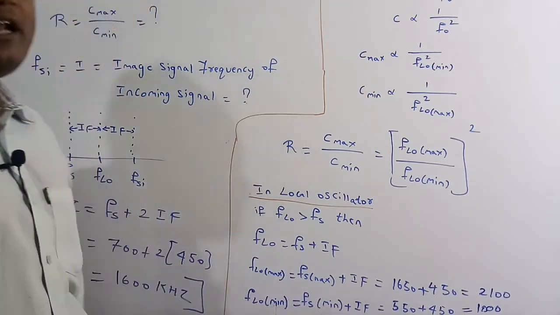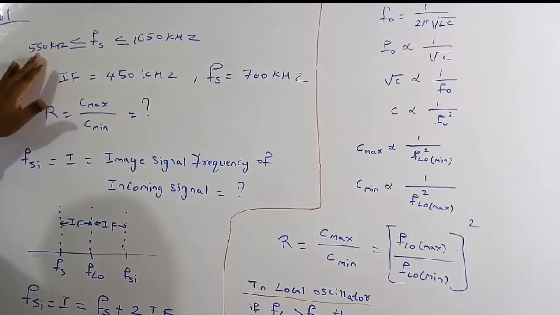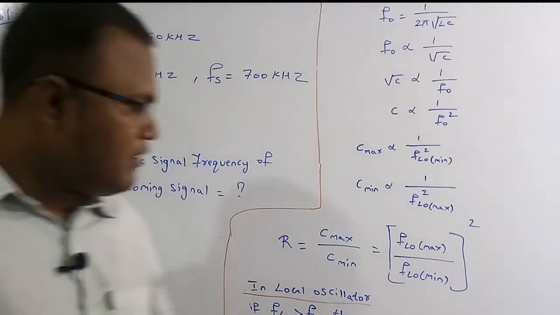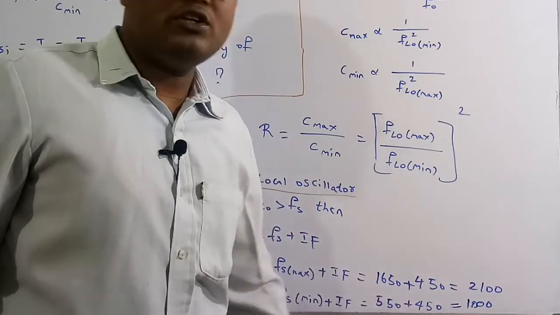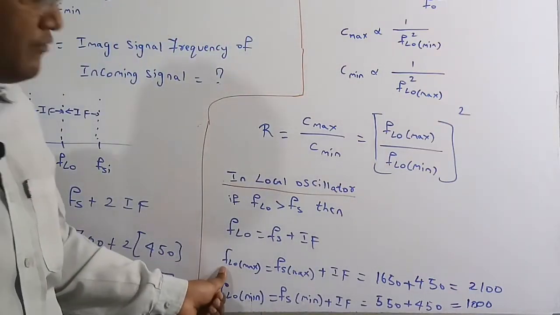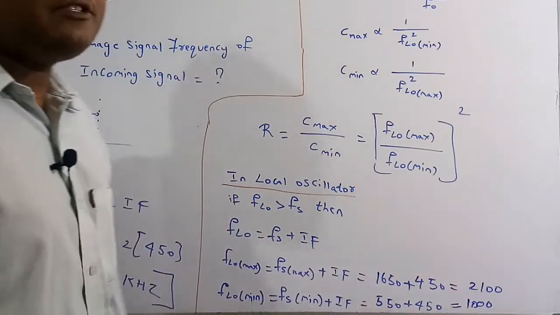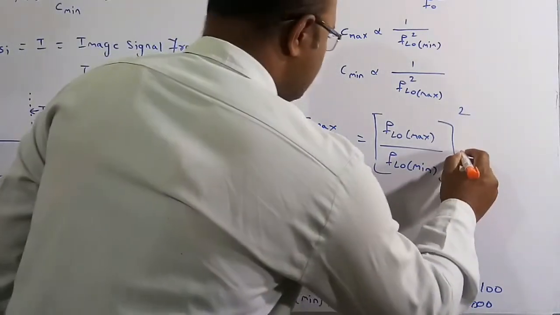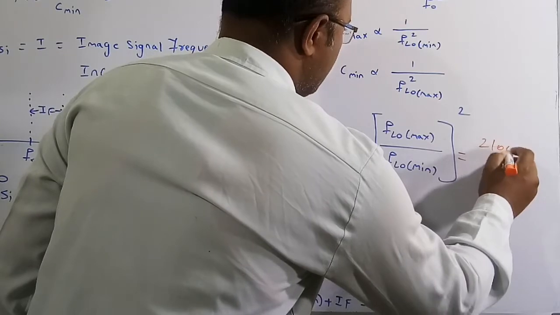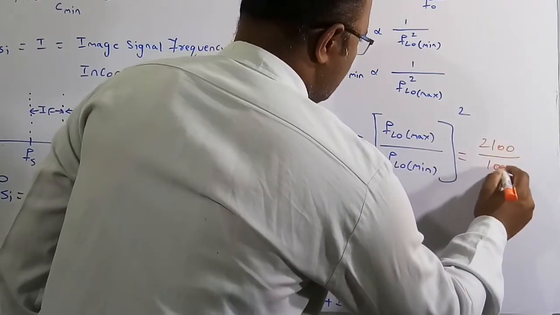Now FLO minimum is equal to Fs minimum plus IF. We know the value of Fs minimum, which is 550 kHz. Therefore 550 plus 450 is equal to 1000 kilohertz. So we know the values of FLO max and FLO minimum. FLO max is 2100 kilohertz and FLO minimum is 1000 kilohertz. So substitute these values here: FLO max 2100 kilohertz by FLO minimum 1000 kilohertz.